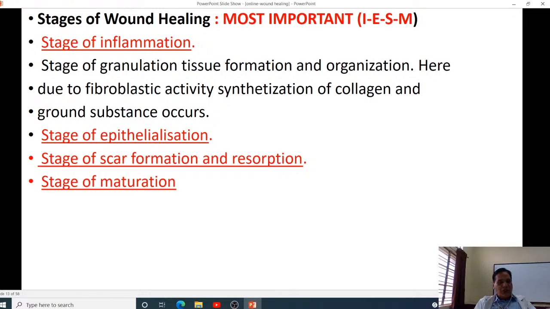There are so many extra things in healing, but you have to remodel them. So resorption, what is extra? You have to reabsorb. Stage of scar formation. Last is stage of M, that is stage of maturation. So what are the stages of wound healing? IESM. Inflammation, epithelialization, scar formation and maturation.